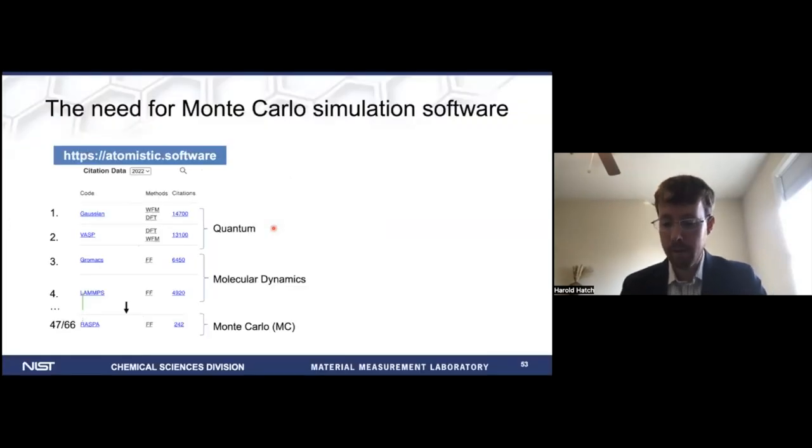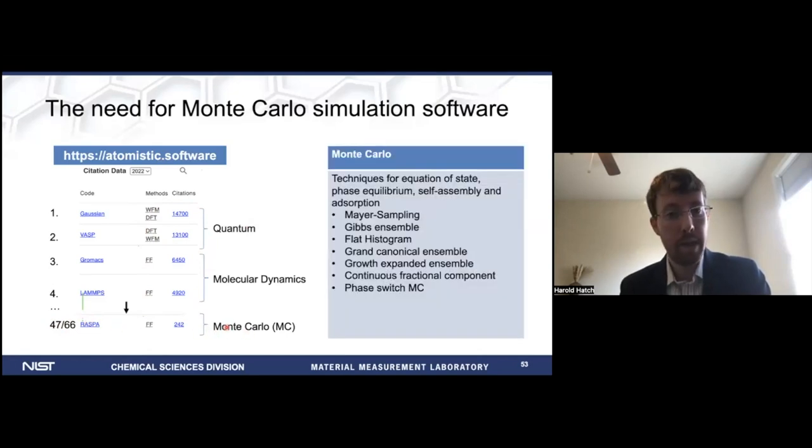Also, why do I make this software available? Well, there's a need. If you look at the community, there's a need for Monte Carlo software, because if you rank order scientific software by citations, you see there's a lot of well-used quantum and molecular dynamics codes, but you have to go down toward the bottom to find the first Monte Carlo. RASPA is an amazing code, and I'd like to see Monte Carlo just used more generally in the community, because it has a lot of methodology available to it, like Mayer sampling, Gibbs ensemble, flat-histogram, and grand canonical ensemble simulations.